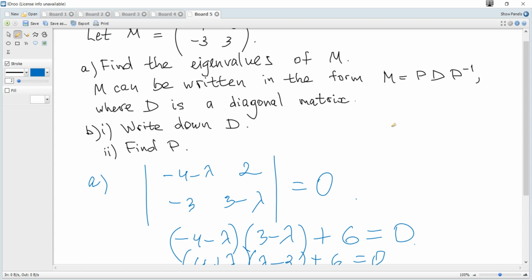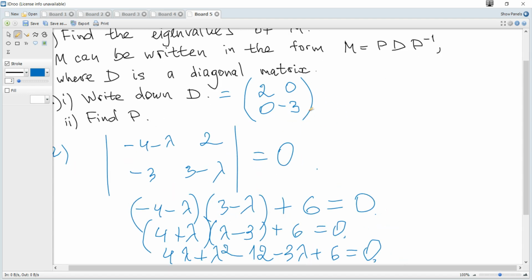M can be written in the form M equals matrix P multiplied by matrix D and multiplied by the inverse of P, where D is a diagonal matrix. Question B, write down D and find P. This formula is given in a data booklet, and this matrix D is a matrix constructed from the eigenvalues, with the eigenvalues on the main diagonal, so it becomes 2 and -3, and all other values are 0. So it looks like this. It may be -3, 2, 0, it doesn't matter. But what is matrix P?